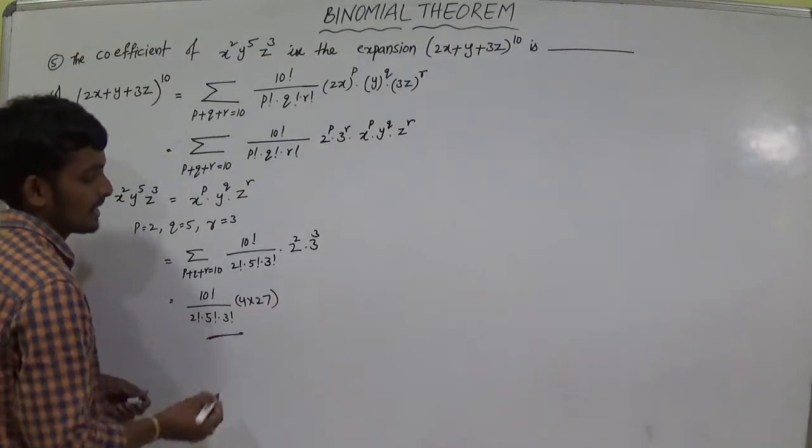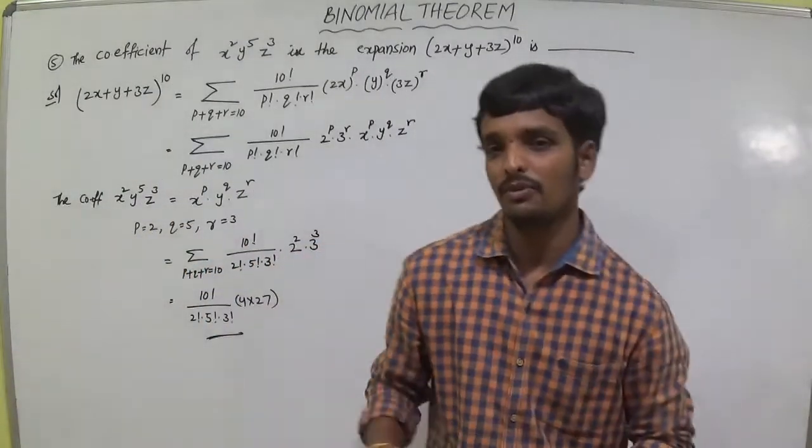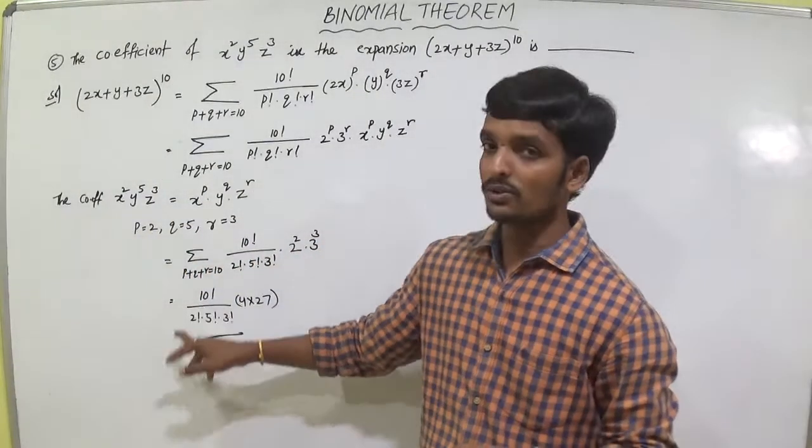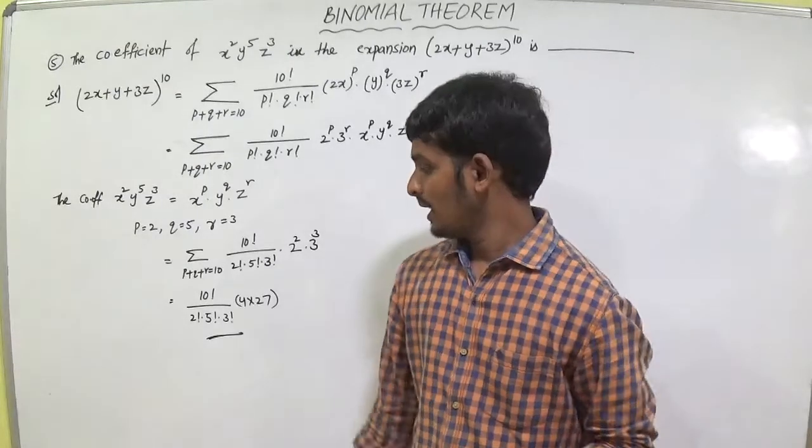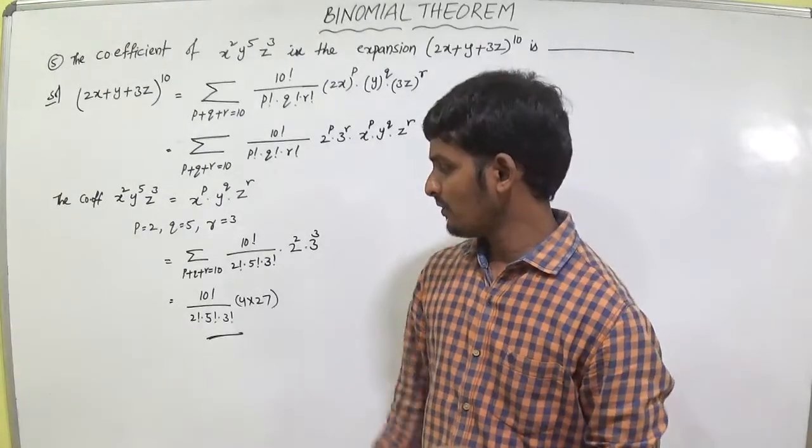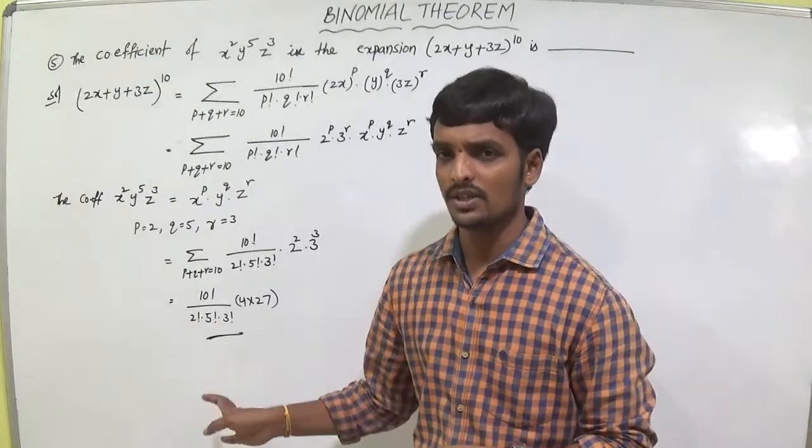If you want the correct final answer, you can simplify. That means write the value of 10 factorial, and 2 factorial, 5 factorial, so we can find the values of that. So no need to do that.